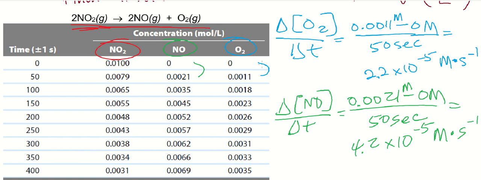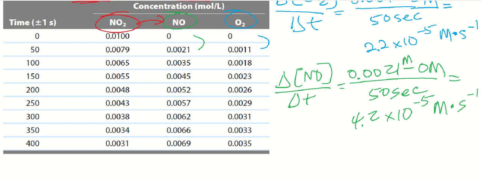Well, the rate is going to be the same as the rate of the formation of NO, because for every 2 NO2s, you get 2 NOs, right? So the rate is going to be the scalar, or the absolute value, the same, but the sign is going to be different. All right, so let's see.